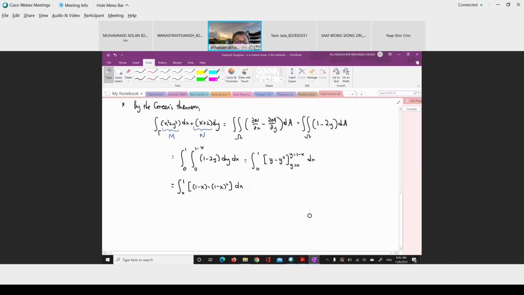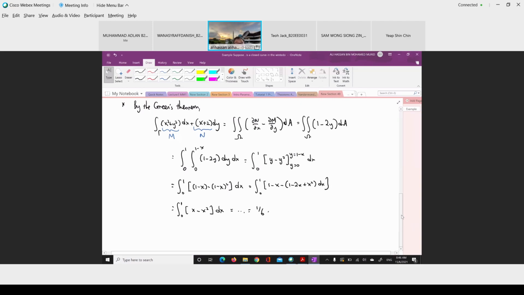So before we do the integration, we simplify the integrand. 1 minus x squared is 1 minus 2x plus x squared. So the 1 cancels out. We have minus x plus 2x, which is x. Then we have minus x squared dx. Okay, so that is a simple integral. I leave it to you to show that the value is equal to 1 over 6, right?